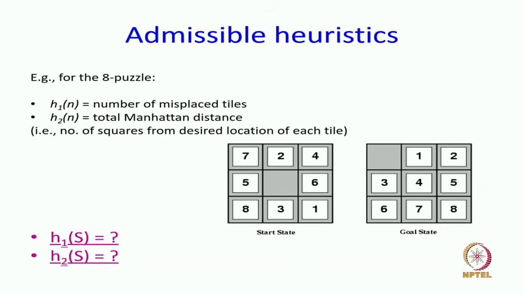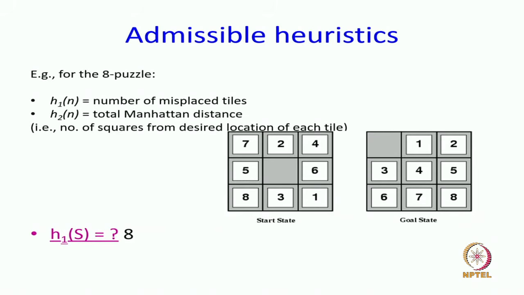Okay. So, these are the 2 definitions of my heuristics, H1 and H2. H1 is the number of misplaced tiles, H2 is the total Manhattan distance. In this case, H1 is 8, and if you count, H2 will come out to be 18. Now, some questions about H2. Is this an admissible heuristic? Is this an admissible heuristic? Why?